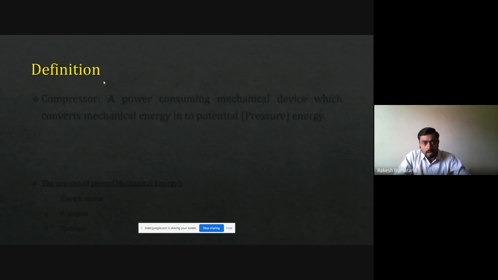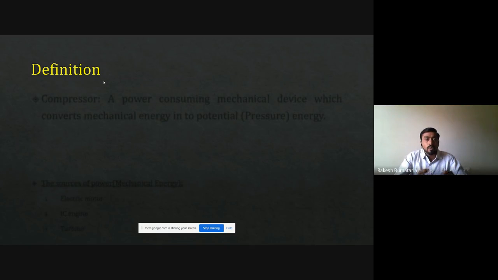Simply said, it is a device which runs on mechanical energy, or which needs mechanical energy to run or function. Here we are supplying mechanical energy, which means our compressor is a power consuming device, not a power producing device. So compressor, pump, blowers are all devices which consume mechanical energy and produce another form of energy. So they are called power consuming devices.